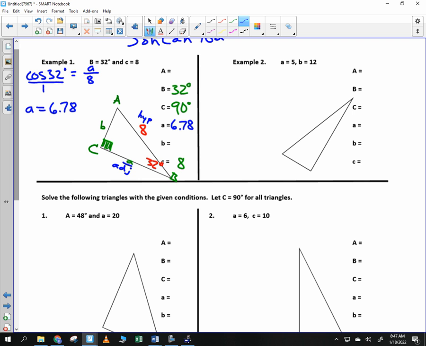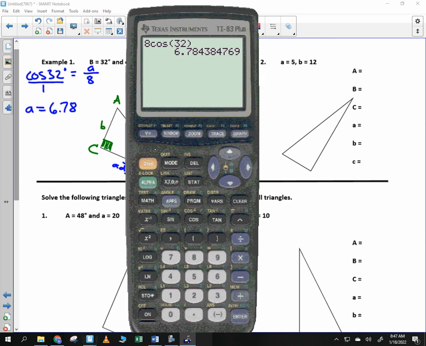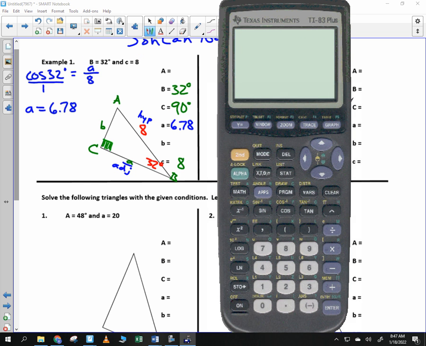I know the other two angles of the triangle. They all must add up to 180. So I take 180 and I subtract 90. And I subtract 32. And I get 58 degrees. My angles are all solved for.